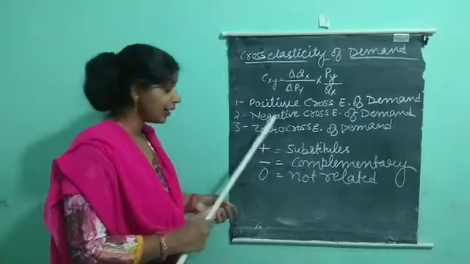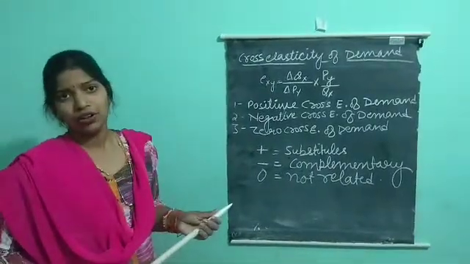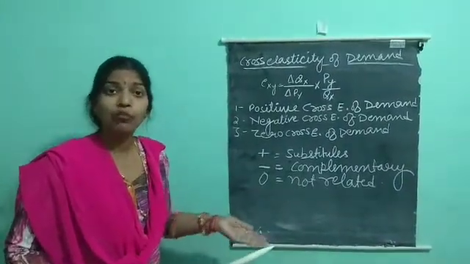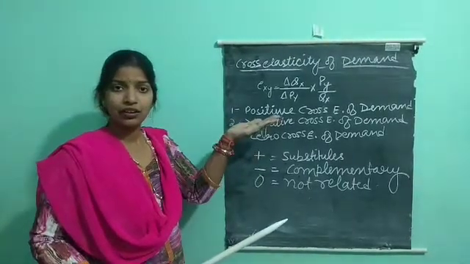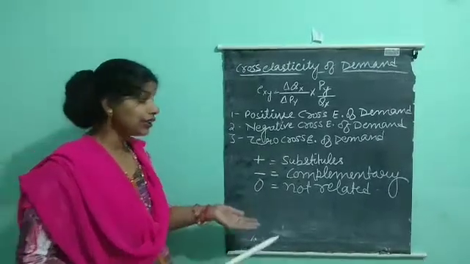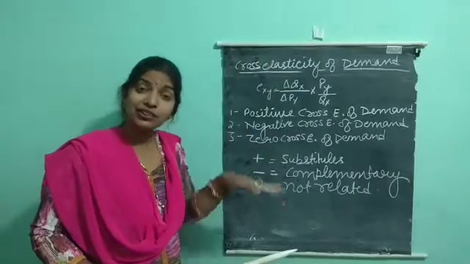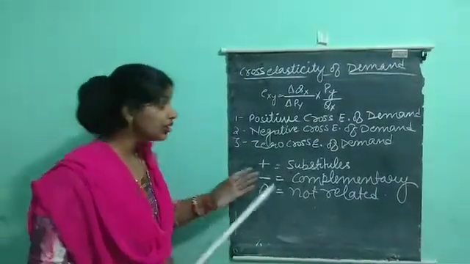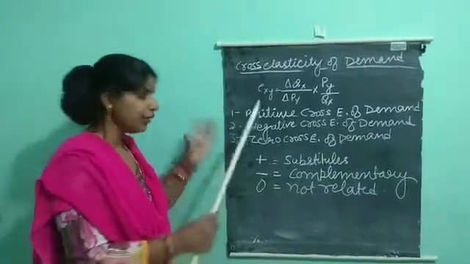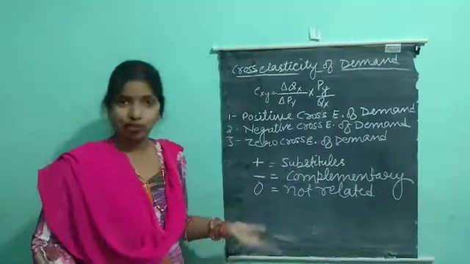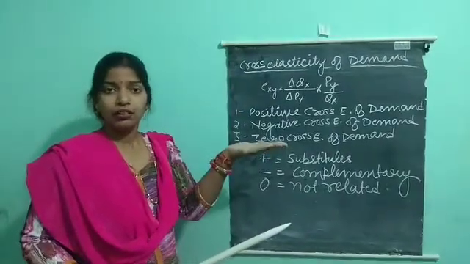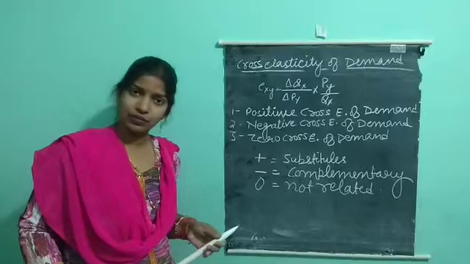Then negative cross elasticity of demand. It is possible in the case of complementary goods, like car and petrol, bread and butter. If the price of butter rises, the demand for bread will decrease. The price of butter is increasing and the demand for bread is decreasing, because these are complementary goods. In the same way, for car and petrol, if the price of petrol rises, the demand for cars will also fall.